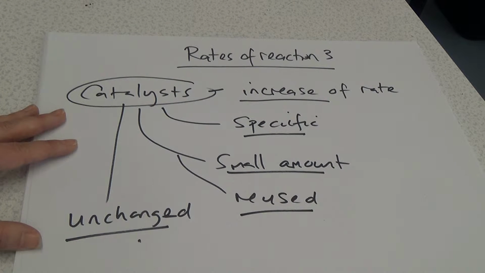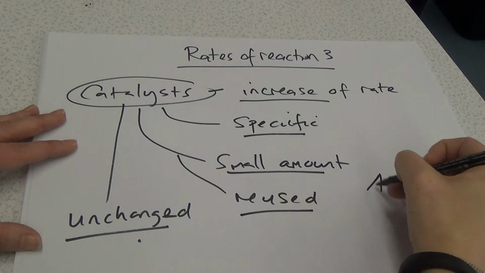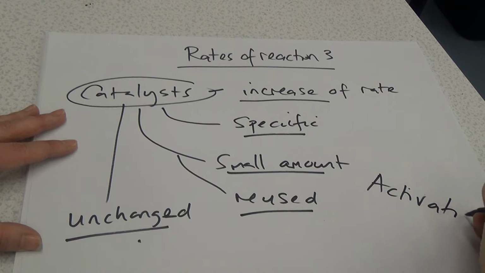They can basically be reused. So only a small amount is needed because you don't have to keep on adding catalyst. It can be reused over and over again. For the higher tier, what a catalyst actually does is it lowers the activation energy.